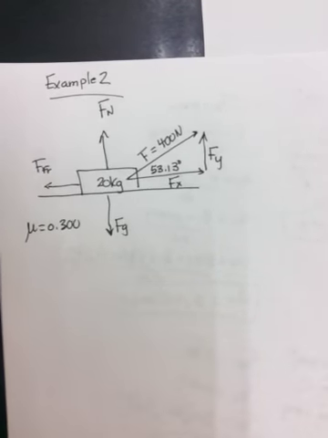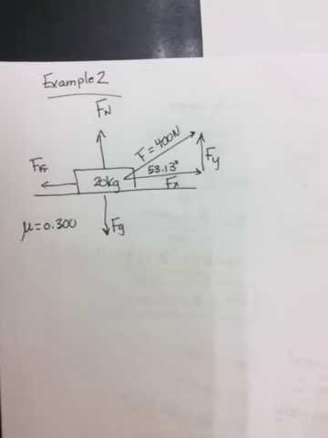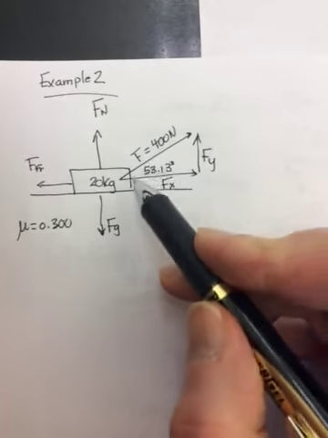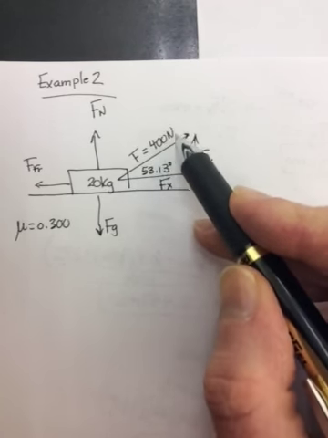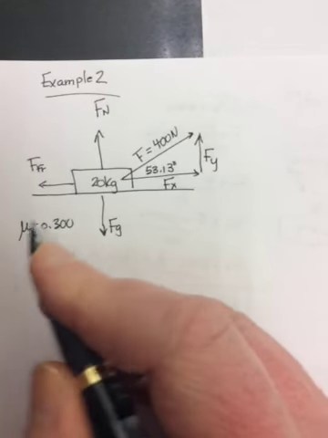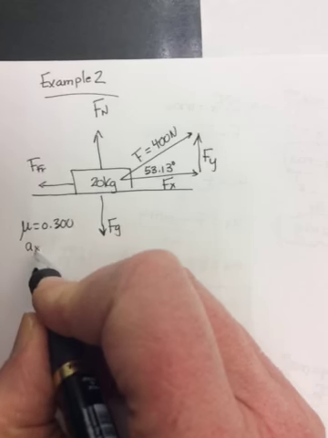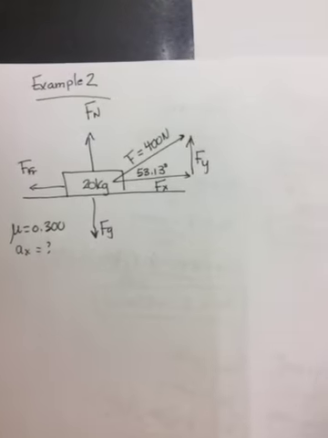All right, so the example from the end of class today. It's a 20 kilogram box. We're pulling up at an angle of 53.13 degrees with a force of 400 newtons. Coefficient of friction is 0.3. And the question is, what is the acceleration?